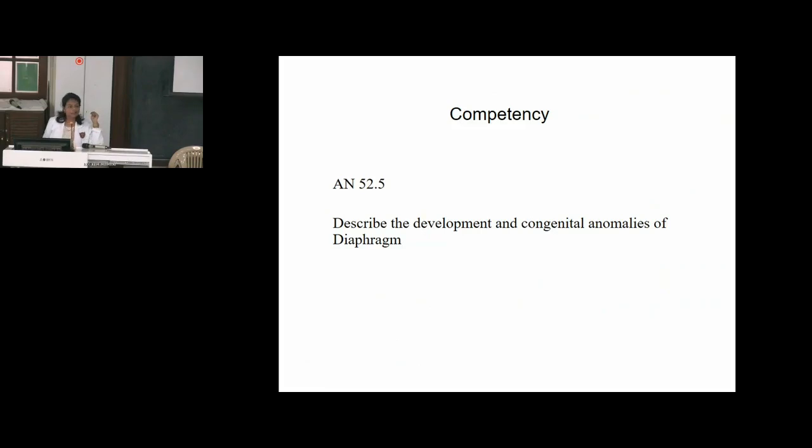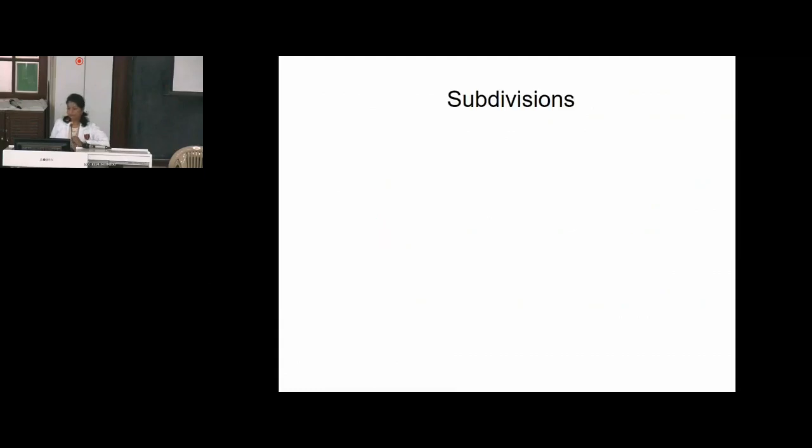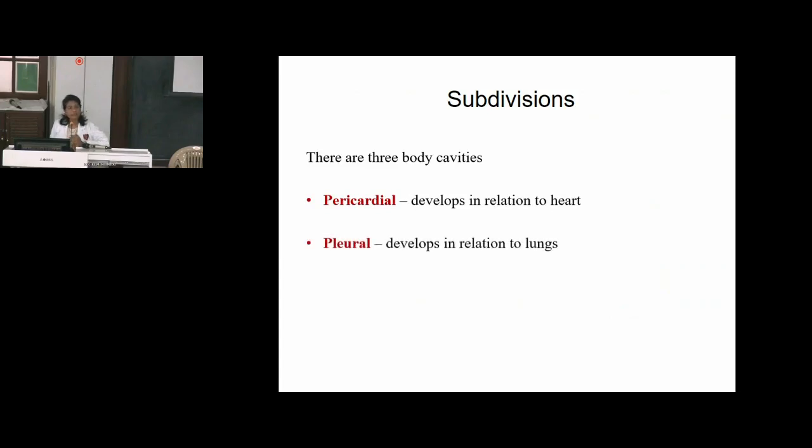This is the competency, okay? 52.5: describe the development and congenital anomalies of the diaphragm. So we know there are three body cavities, right? Pericardial cavity, which is developing in relation with the heart. Pleural cavity is developing in relation with the lungs. And the peritoneal, which is developing in relation with the abdominal viscera.